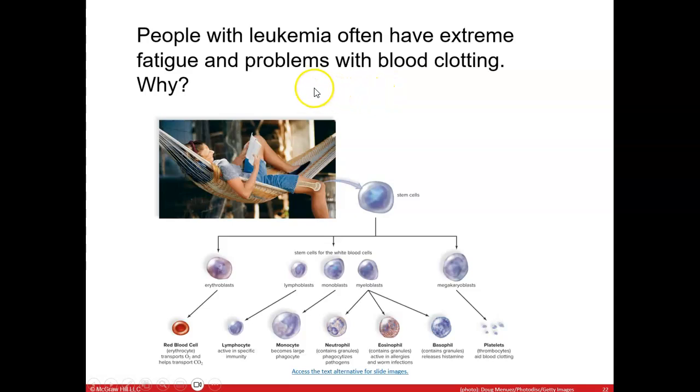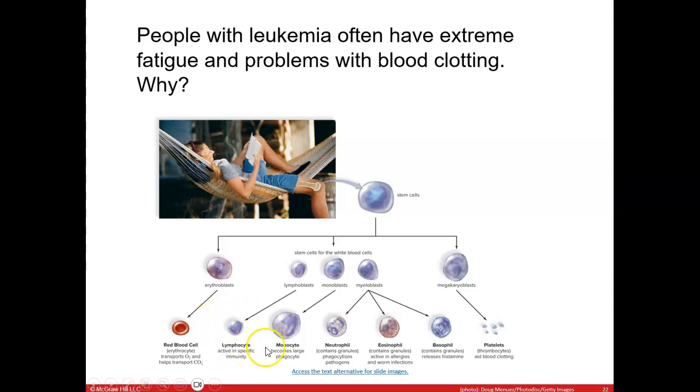There's another thing that happens with leukemia. People with leukemia often have extreme fatigue and problems with blood clotting. Why? So let's go back to the extreme fatigue. Remember the disease we said if you have extreme fatigue, you could have anemia, meaning you're not making enough red blood cells. So we go back to this picture where we have the stem cells in the bone marrow, and let's say this patient has leukemia.